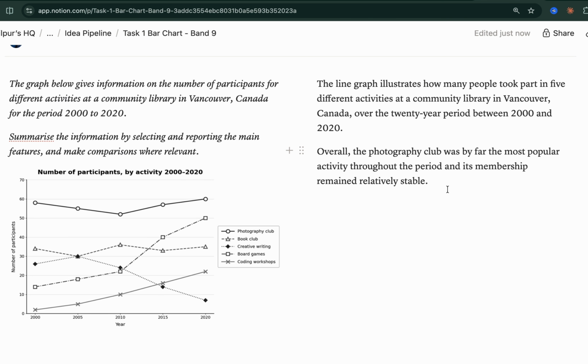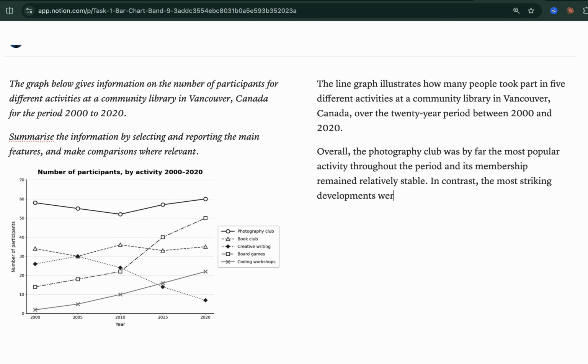Next, I'm going to talk about some other interesting, like sharp changes or changes that are worth mentioning so that the examiner sees it. In contrast, I'm writing my second sentence, the most striking developments were the sharp rises in board games. Is that true? Yes, exactly.